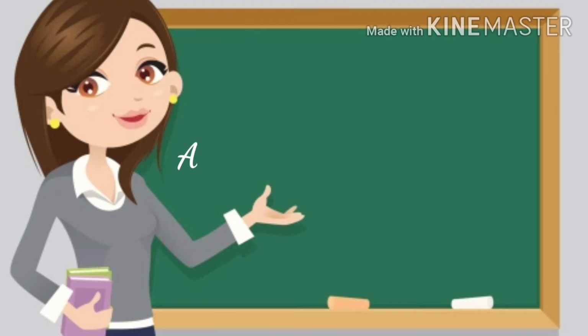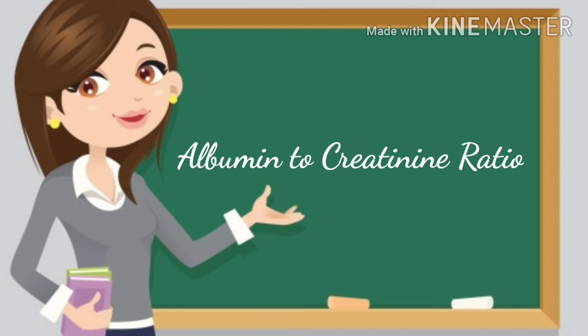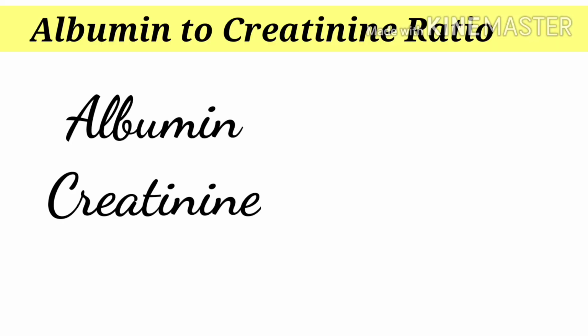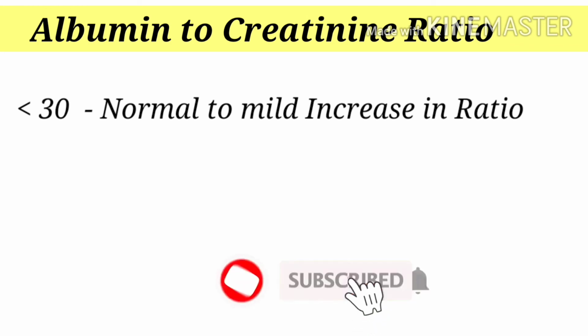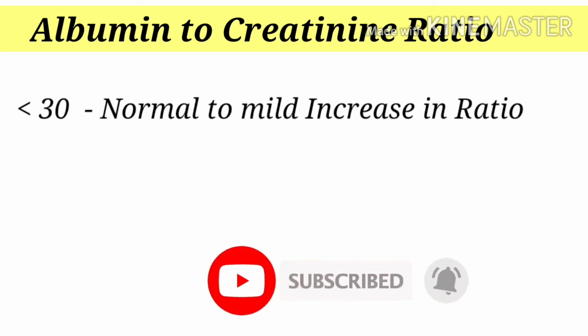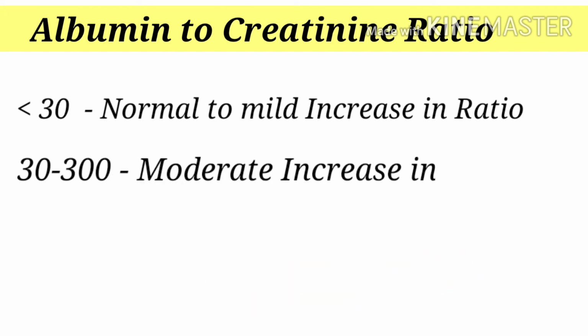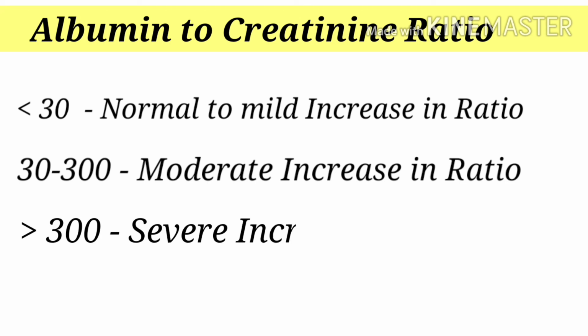Next comes the albumin to creatinine ratio. It is the ratio of albumin to creatinine. If this ratio is less than 30, it shows normal to mild increase in albumin to creatinine ratio. If it ranges from 30 to 300, it is moderate increase in the ratio. If it is greater than 300, it means there is severe increase in the albumin to creatinine ratio. The higher the ratio, the more the significance of kidney damage.